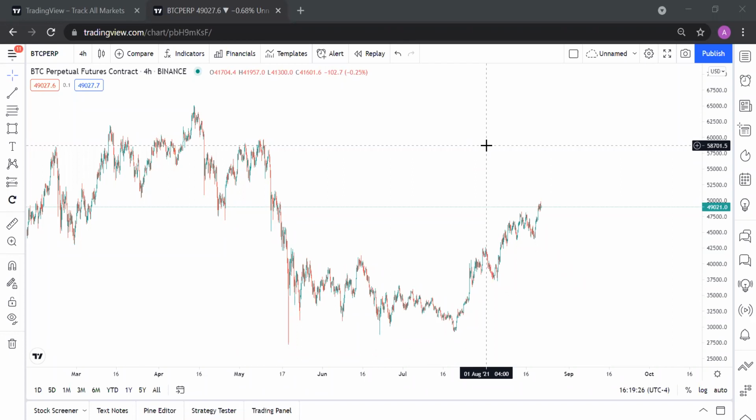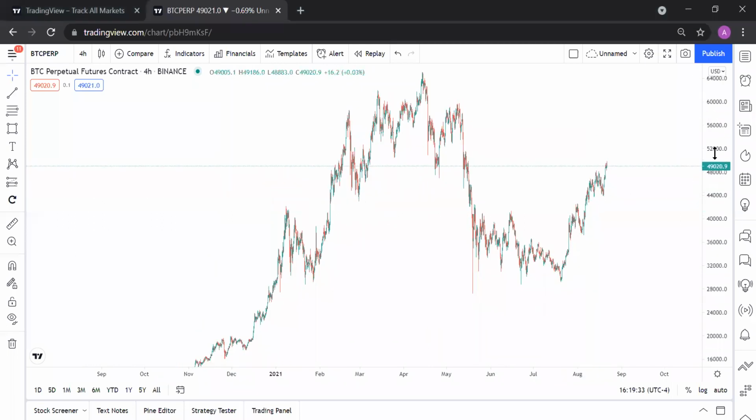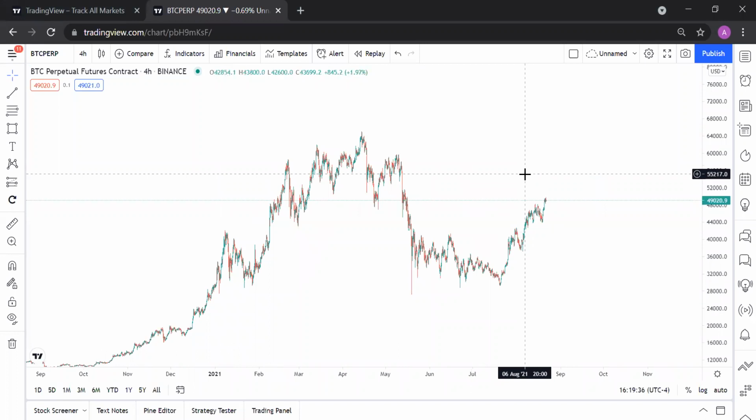Now we're analyzing BTC right now. I want to explain what actually happened in the past, because before you can know what the market is doing currently, you need to know what the market has done in the past. Because technical analysis or price action, we use past history to analyze and then try to predict the future direction of the market.